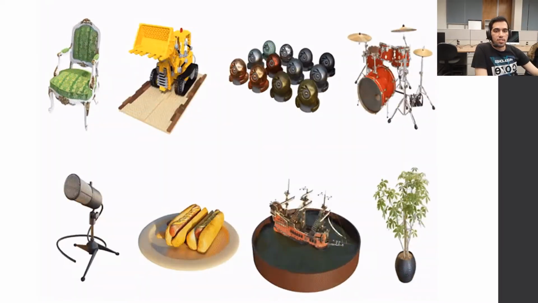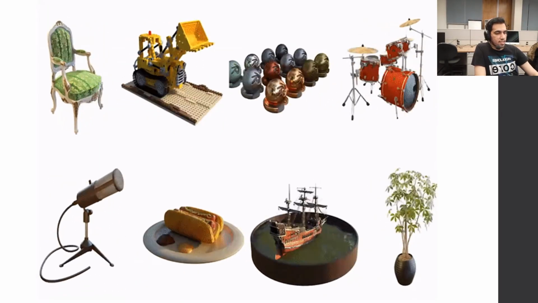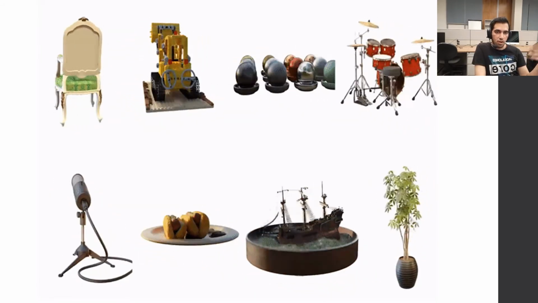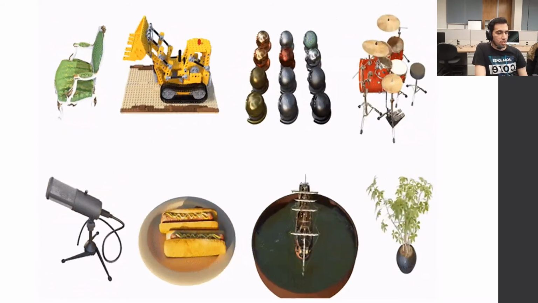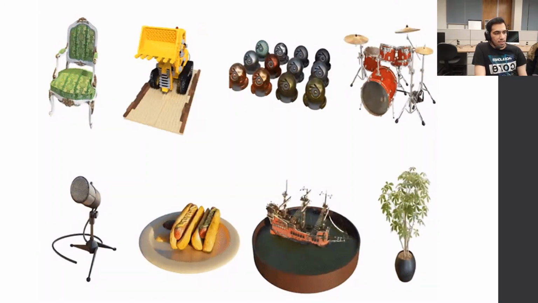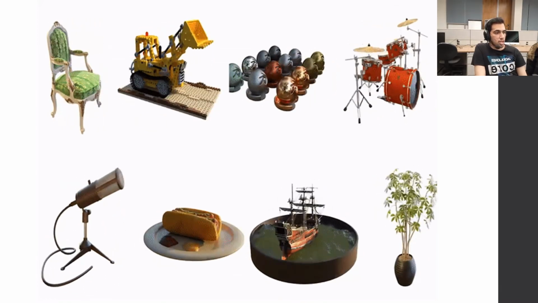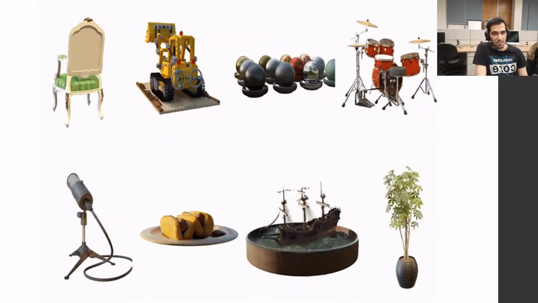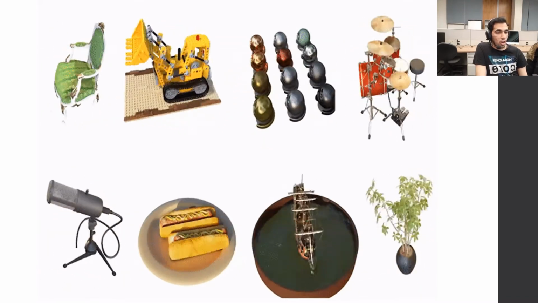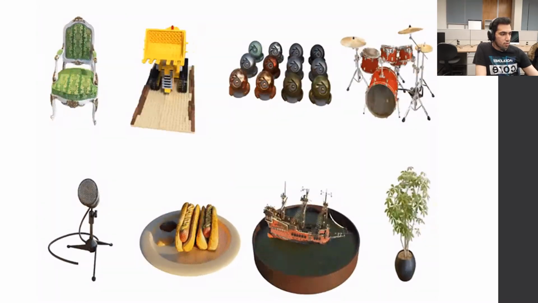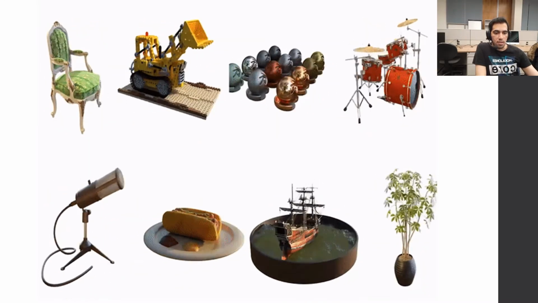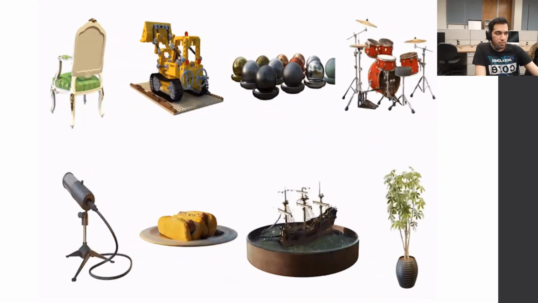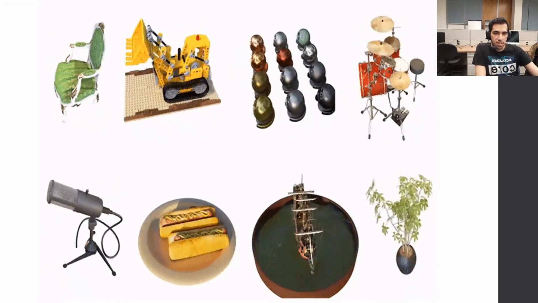And here is another example of the results that these guys got from their representation in their paper. Beyond the Lego truck that I showed previously, we can see that their method works pretty well with different objects such as chairs, the Lego block, these circle thingies which I'm not familiar with and don't exactly know what they are, also the drum, the microphone, the hot dog, the ship, and the plant. So it generalizes very well over different data.